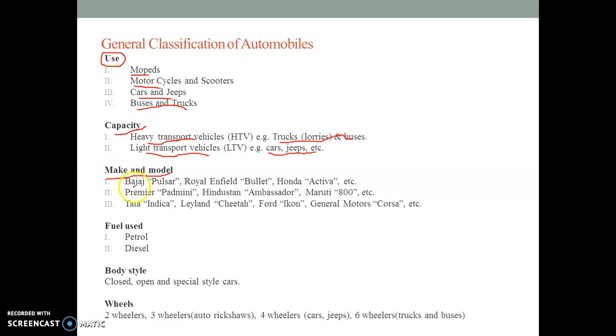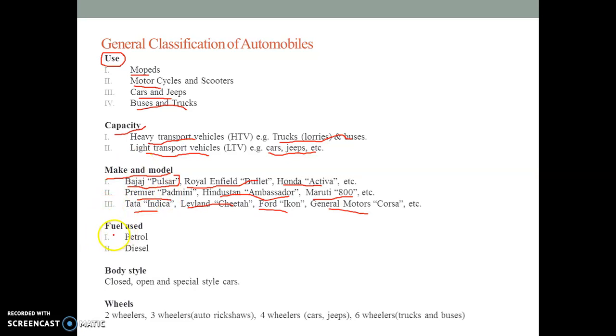Then is make and model. Generally, it is classified according to the name of the company and the model. For example, Bajaj is the name of the company and Pulsar is the model, so it is Bajaj Pulsar. In Royal Enfield, the model name is Bullet. In Honda, Activa, and so on. For Premier, it's Padmini. For Hindustan, it's Ambassador. For Maruti, the model name is 800. Likewise, Tata Indica, Leyland, Cheetah, Ford Icon, General Motors Corsa, etc. So these are some of the classifications.